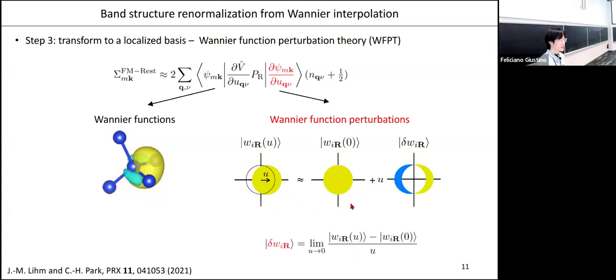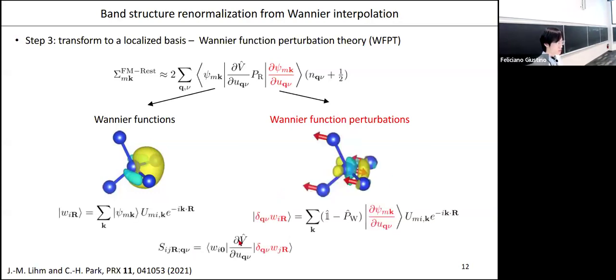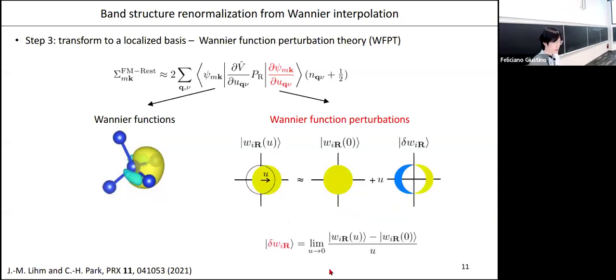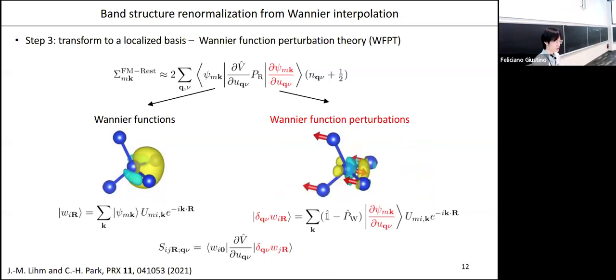And this construction is useful because since both the Wannier functions of the unperturbed and the perturbed systems are localized in real space, their difference should also be localized. So this Wannier function perturbation is by construction also a localized object. And what we have found in this paper is that one can rewrite this analytic finite difference expression in a form that is similar to density functional perturbation theory.